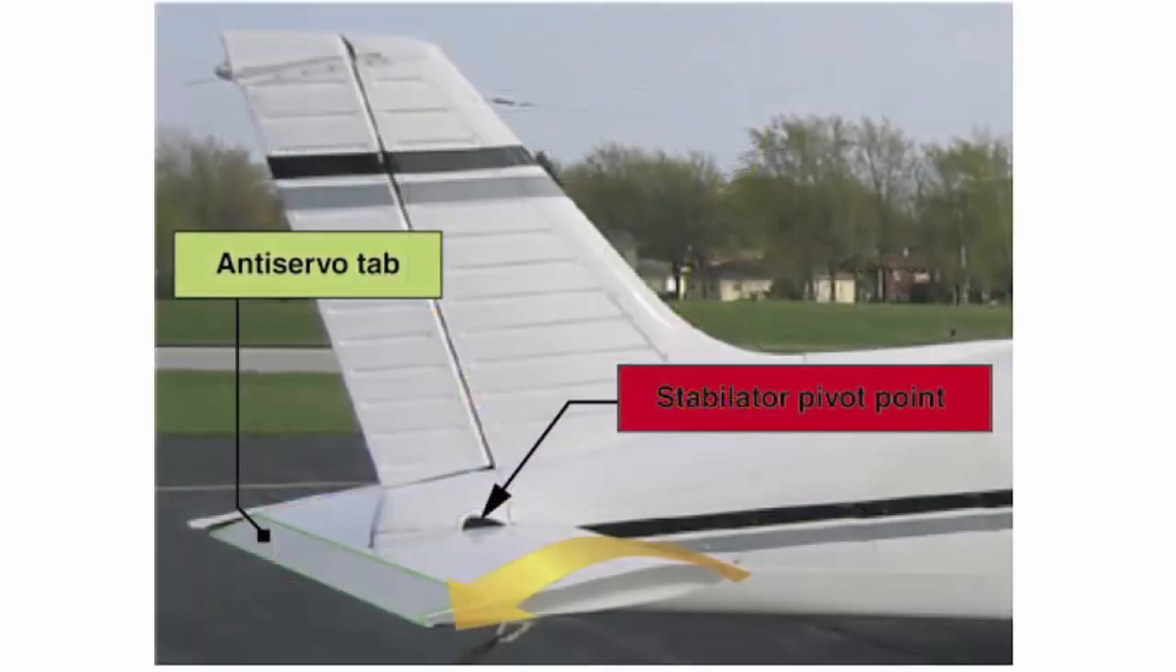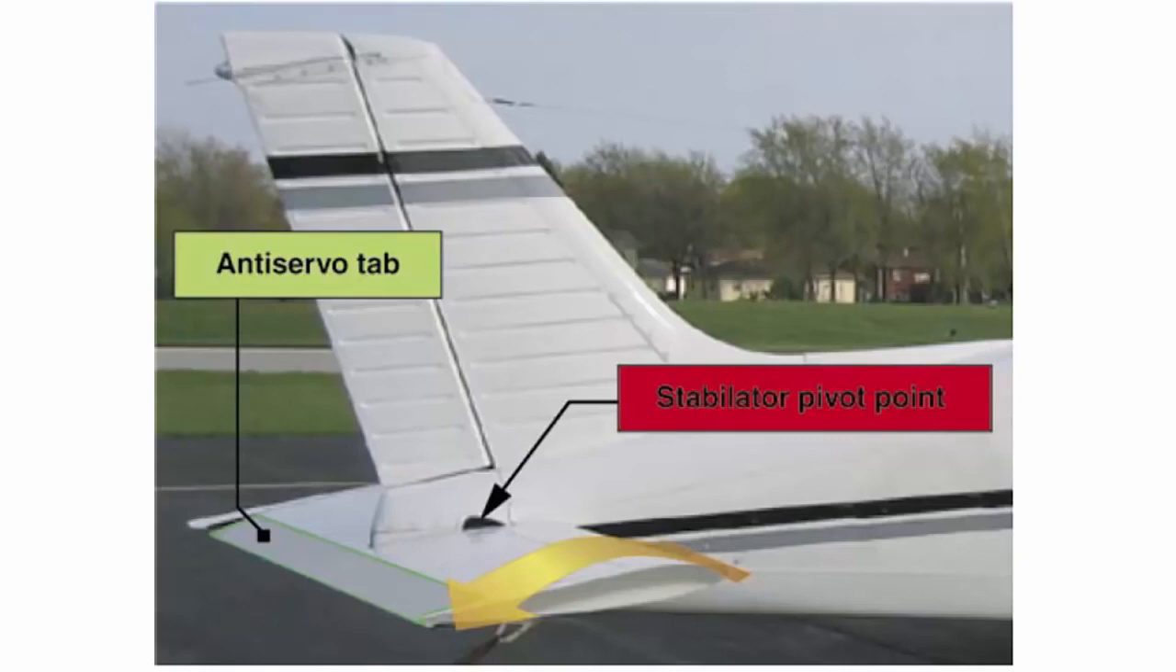A second type of empennage design does not require an elevator. Instead, it incorporates a one-piece horizontal stabilizer that pivots from a central hinge. This type of design is called a stabilator and is moved using the control wheel just as the elevator is moved. For example, when a pilot pulls back on the control wheel, the stabilator pivots so the trailing edge moves up. This causes the nose of the airplane to move up.